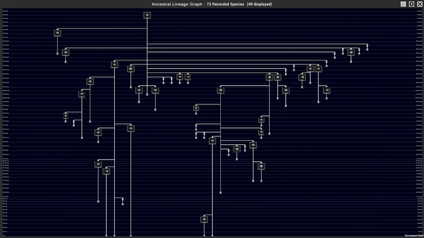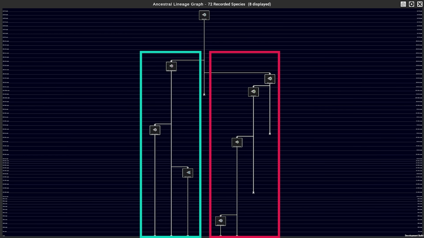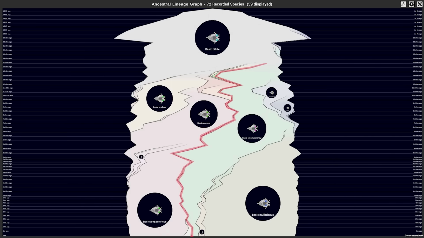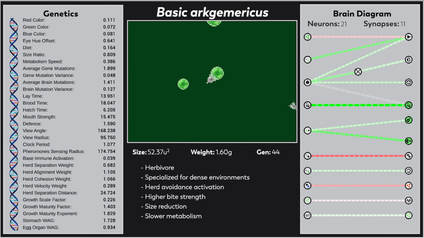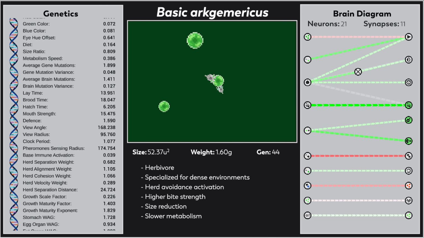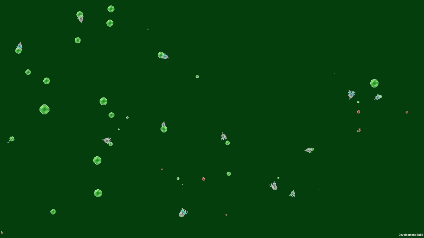The new lineage tree panel allows us to easily track the general history of the sim, and we clearly see two main lineages taking root. Both descended from the initial basic Bibit, but as they evolved in different environments, they started adapting and specializing in unique ways. Basic Archgamericus is more adapted to a denser environment. They primarily inhabit the first and second zones, where food is closely packed together and Bibits will often run into one another.